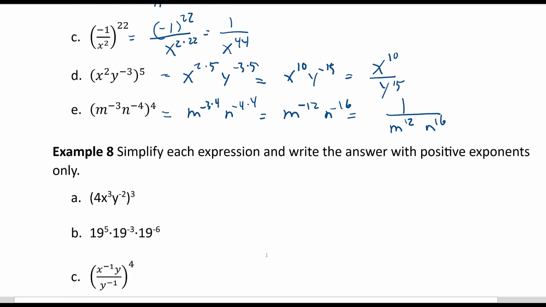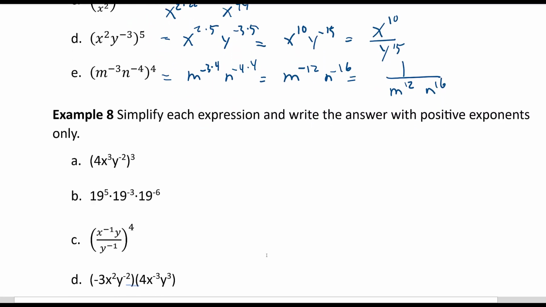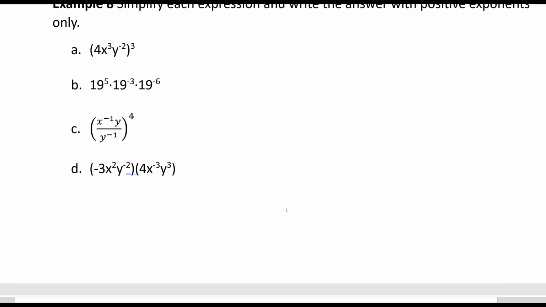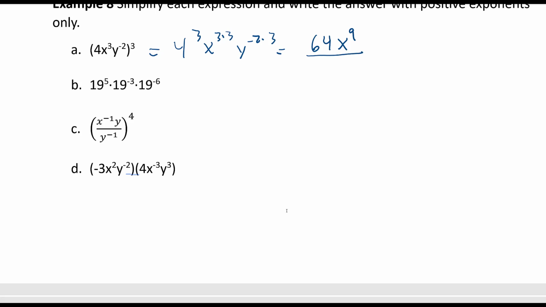Okay, let's go on to 18, where we simplify. Simplify each expression and write the answer with positive exponents only. So we have 4 cubed, x to the 3 times 3, y to the negative 2 times 3. 4 cubed is 64. x to the 9th over, because that's going to be negative, y to the 6th.